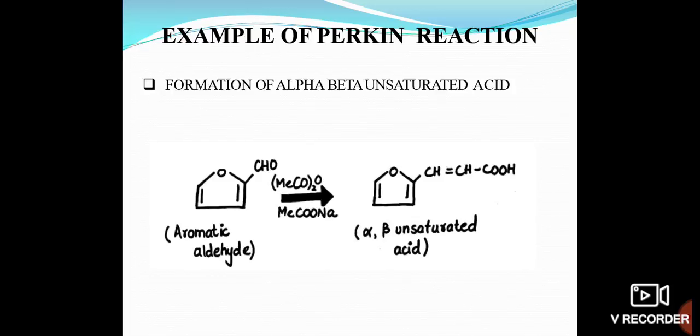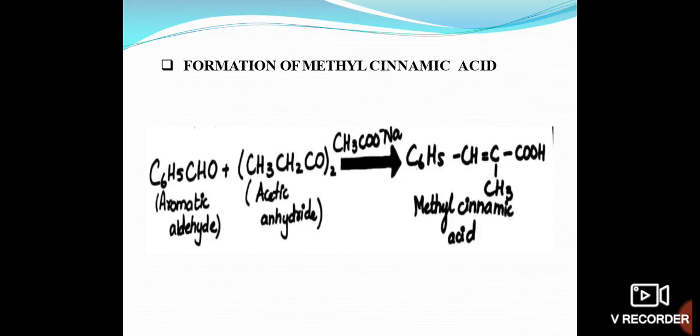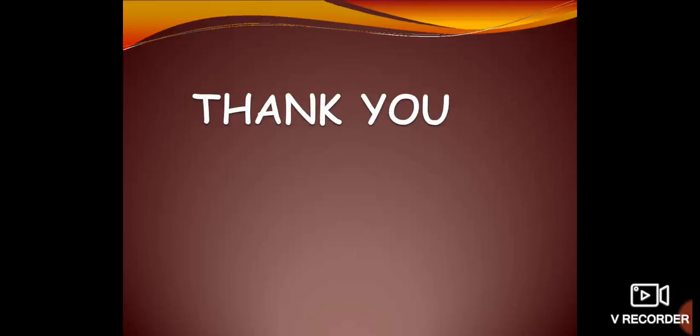Examples of Perkin reaction: an aromatic aldehyde forms an alpha beta unsaturated acid. This aromatic aldehyde is treated with acetic anhydride to form alpha beta unsaturated acids. Another example, formation of methyl cinnamic acid. Aromatic aldehyde and acetic anhydride form methyl cinnamic acid. Thank you.